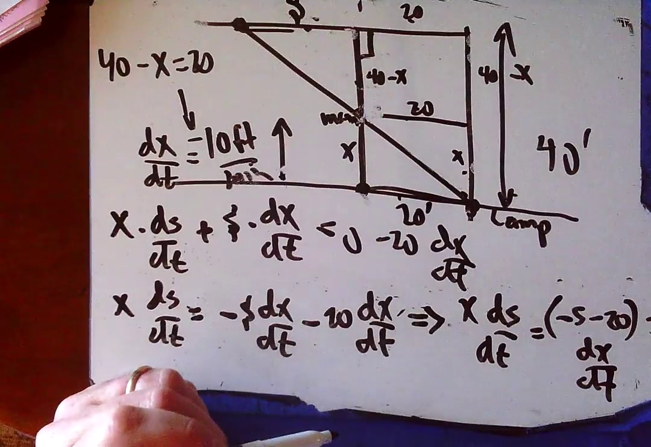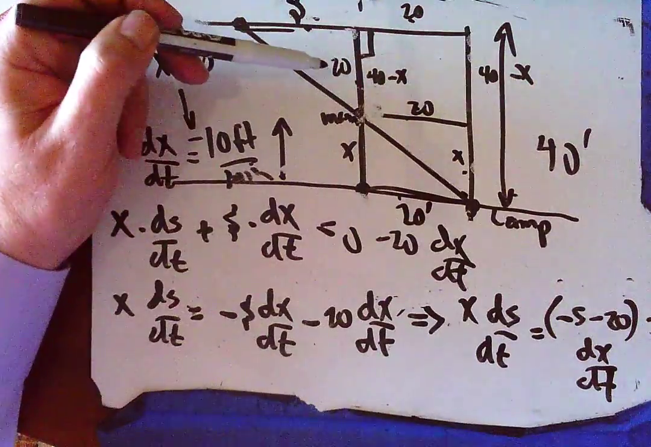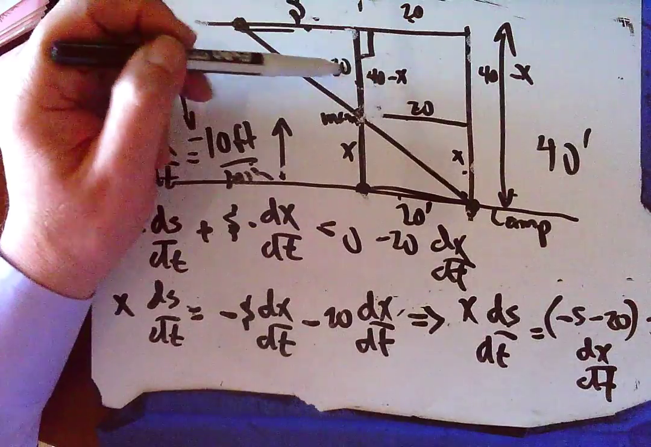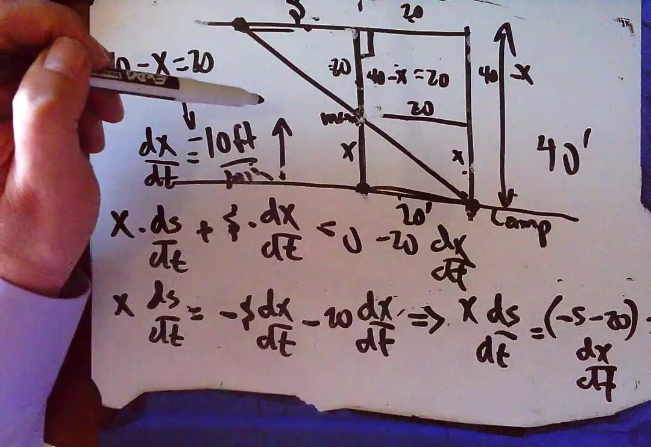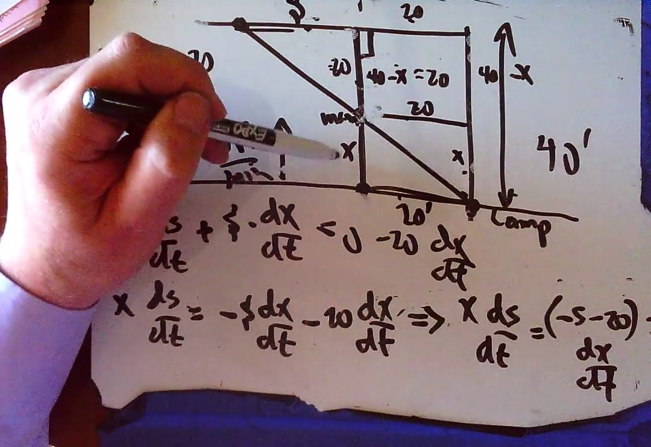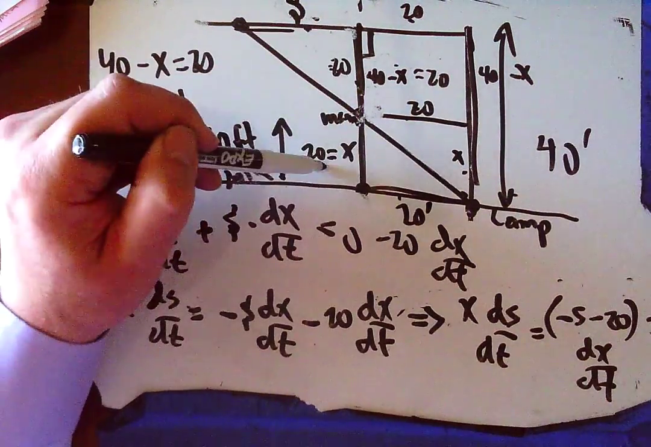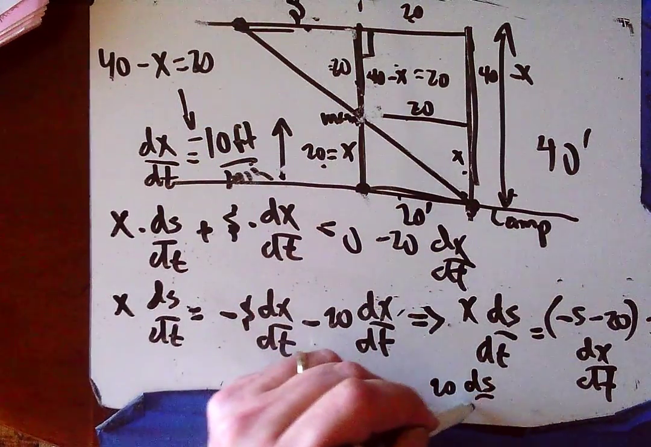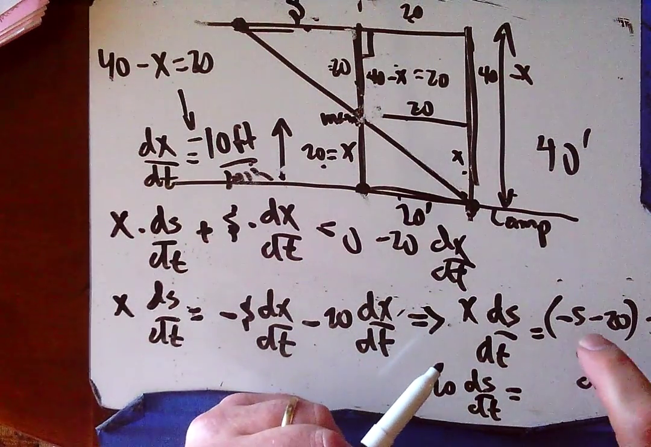All right, so what do we know? Well, we know the guy is 20 feet from the wall. 40 minus x equals 20. 40 minus what number is 20? Well, that means that's 20 also. So I know then that x must be 20. If this is 20 and this is 40, this has to be 20 too. So I've got 20 ds/dt equals s. Yeah, I need to find s.